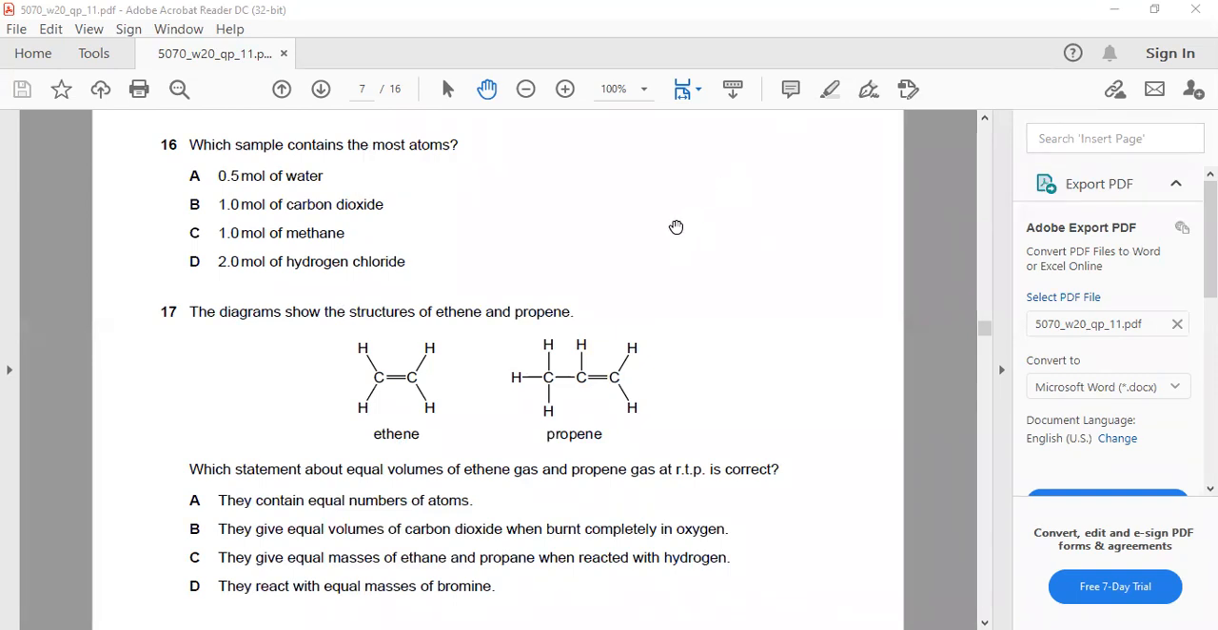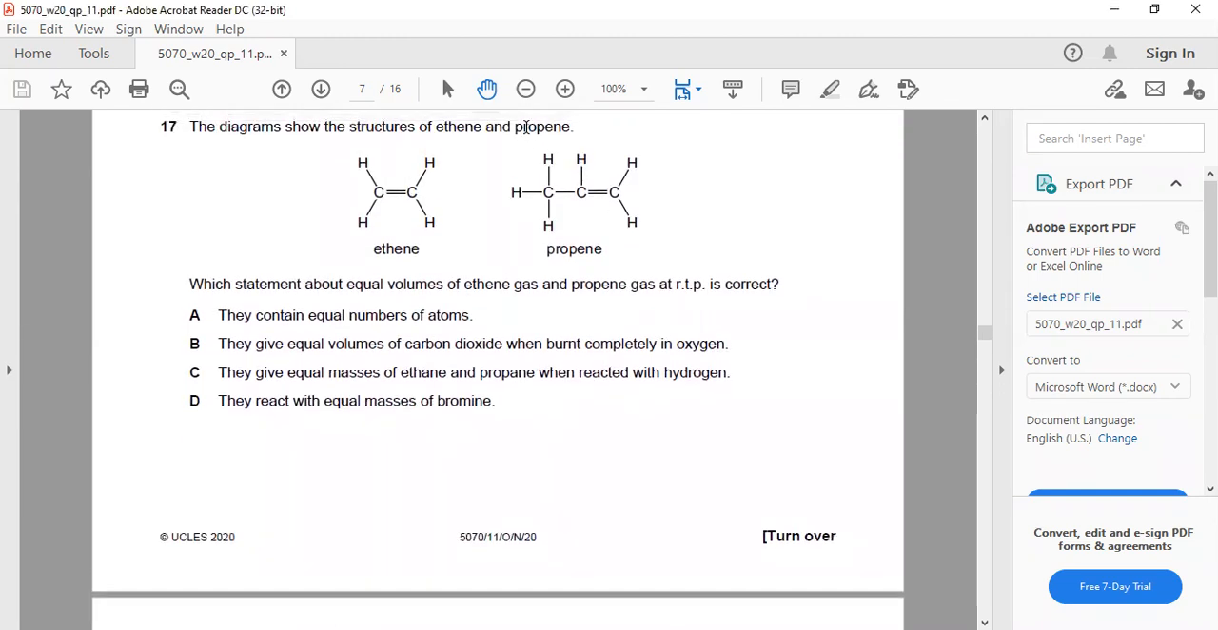These were all the mole questions. Otherwise, just put a star and do the other questions and come back to this question later. This looks simple. Question 17. We are talking about equal volumes of ethene and propane. Equal volume means equal mole. They contain an equal number of atoms? Wrong. They are different atoms.